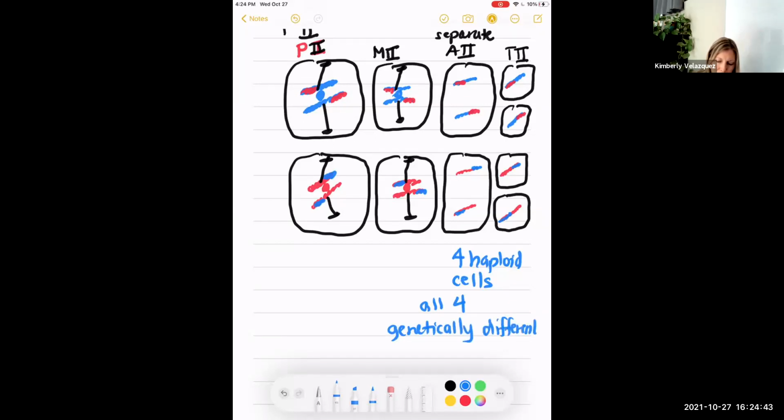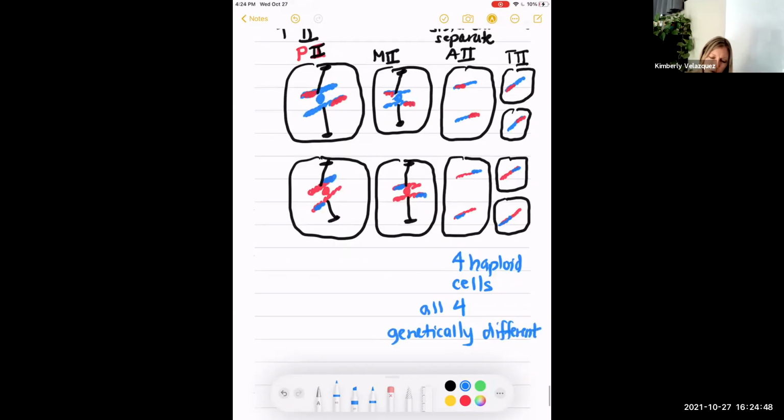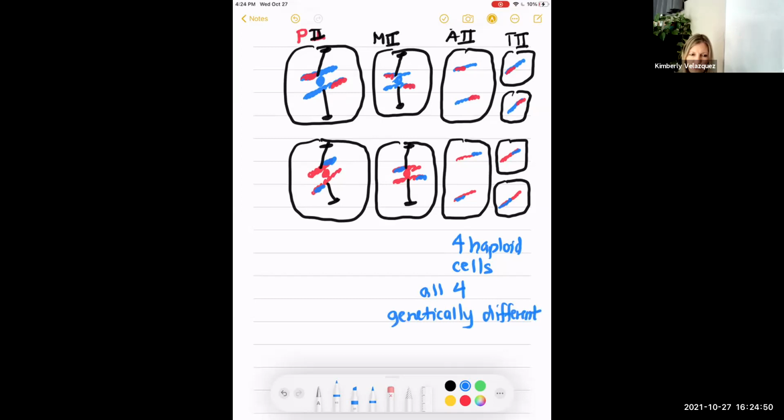And I just drew 1 chromosome. Imagine, well, I drew 1 pair of chromosomes. Imagine 23 pairs of chromosomes, how much genetic variation you can get in those gametes. Genetic variation in a population is critical to survival of that population long term.